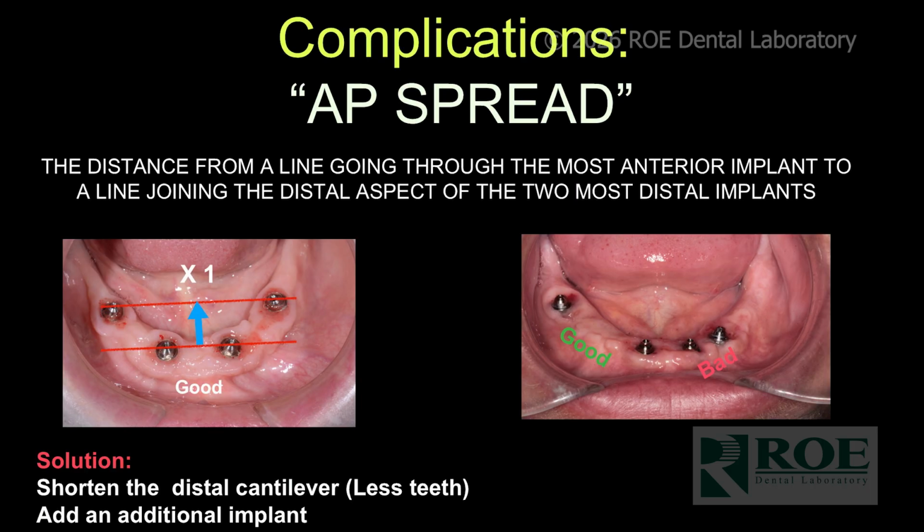So here's some examples. Over here, this is a good AP spread and we can have a cantilever back here. This is bad, so we can't put as many teeth on this side as on this side. And you want to talk to patients about that, because some patients are like, how come my old denture had more teeth? And you don't want to just explain it to them after the fact. So the solution here is that you either have less teeth on that side or you see if you can add another implant to the mix so you can extend that arch form.